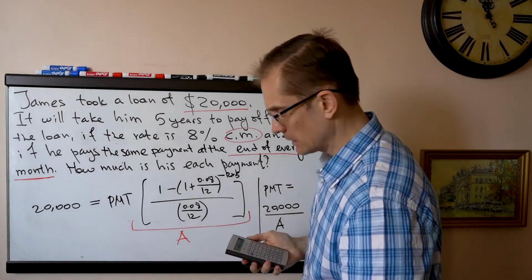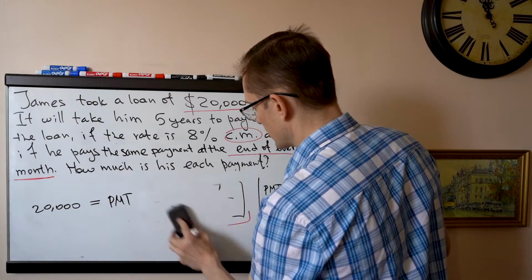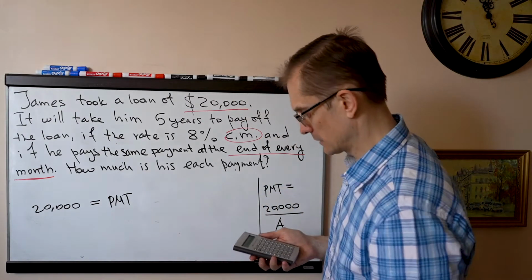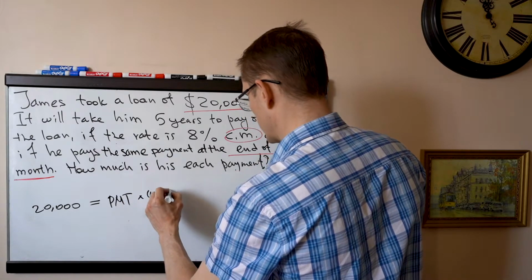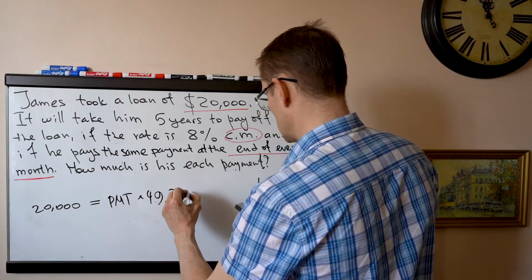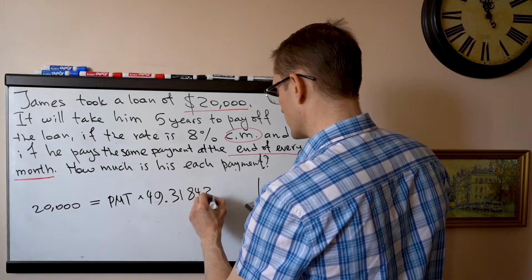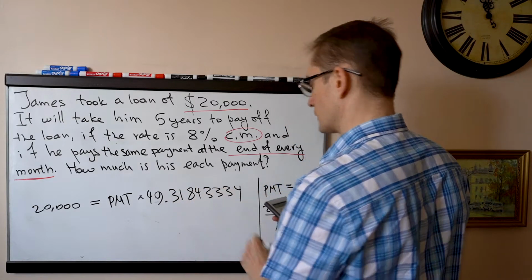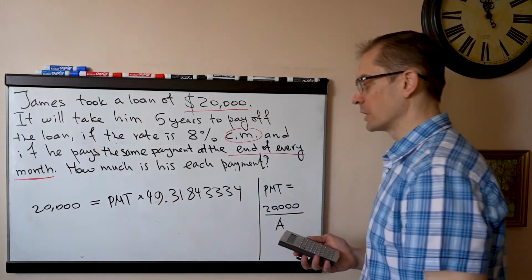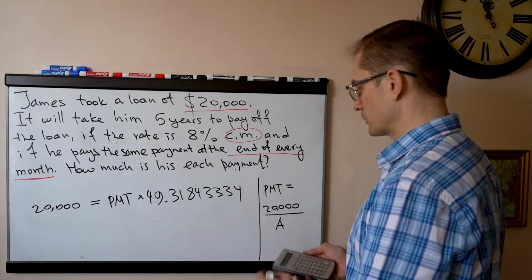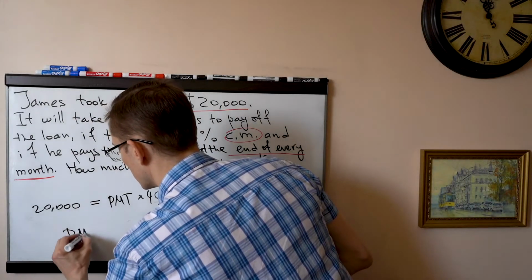Computing this A, if you compute this part, it will be 49.31843334. Okay, so we found this A. So this A is equal to 49.3184334. So now we'll find PMT from here.